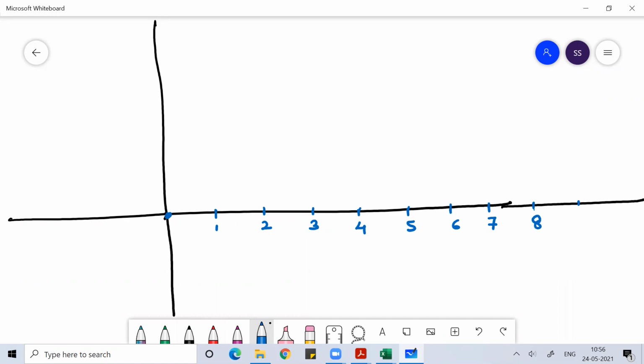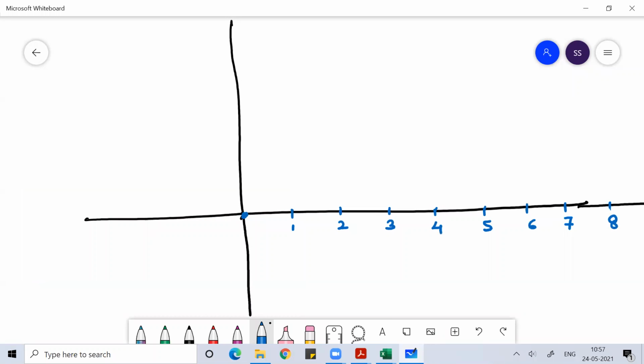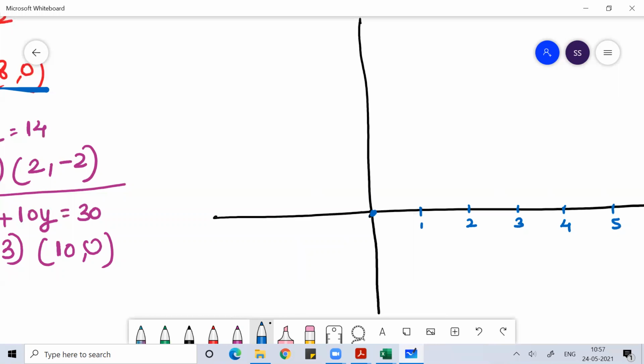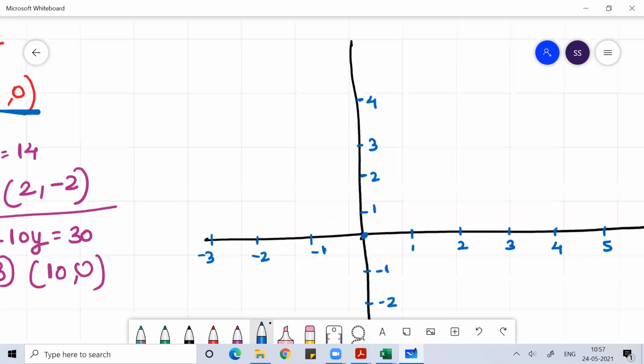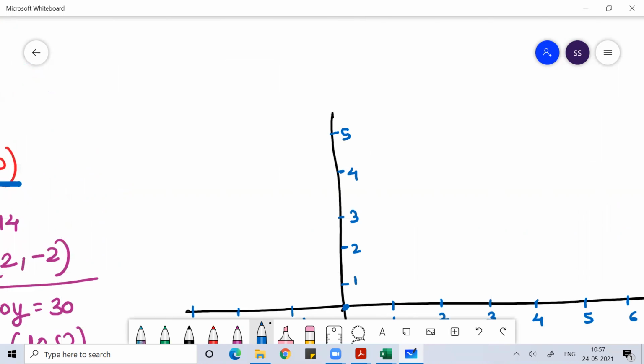Then 8. Then 9. Then 10. Okay. So you understand, right? This would be -1, -2, -3. Then on the positive side, this would be 1. This would be 2. Then 3. Then 4. Then 5. Like this. You understand, right? We call them coordinates.